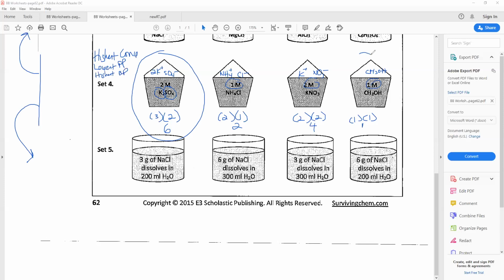Which one has the least? This one. So what is this one? It's going to be the reverse. It's going to be the highest freezing point and the lowest boiling point. Let's move on to the last one.